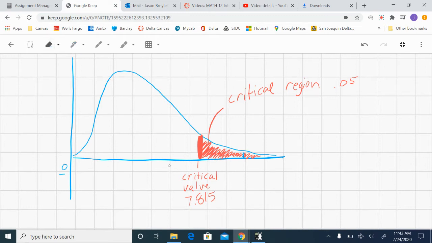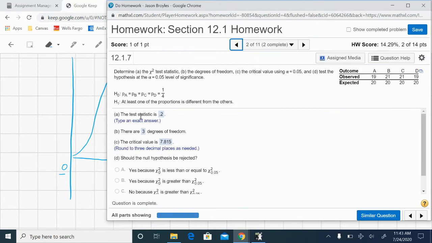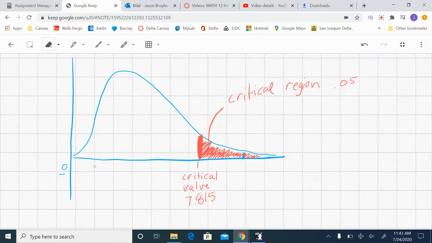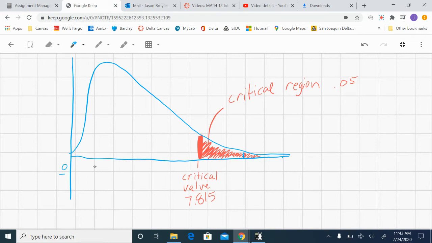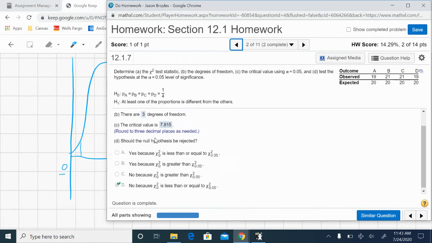So in this case, for our problem, we have a very small test statistic of 0.2. So our test statistic would actually be somewhere over here at 0.2. That's well outside of the critical region. So our answer in this case would be do not reject the null hypothesis. And here's the reason. It's asking, should we reject the null hypothesis? We say no, because the chi-naught squared, that's the test statistic, is less than or equal to the critical value.